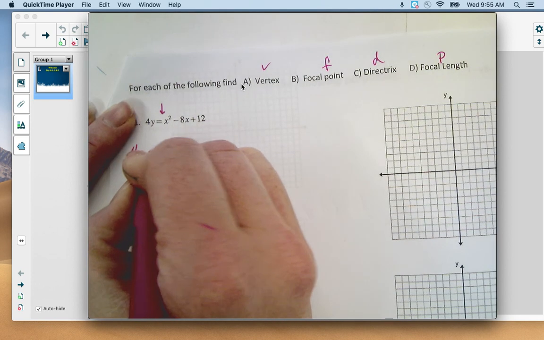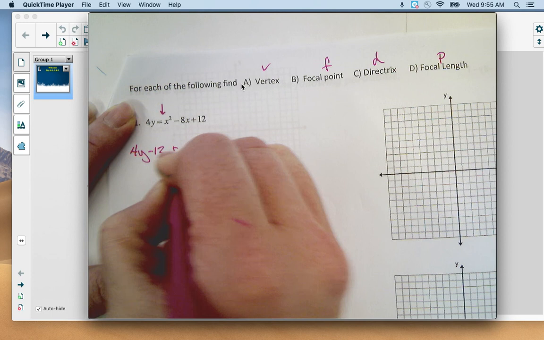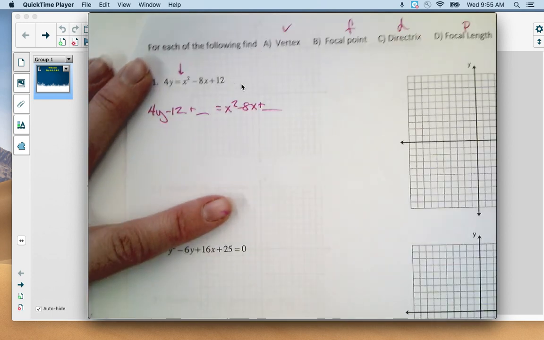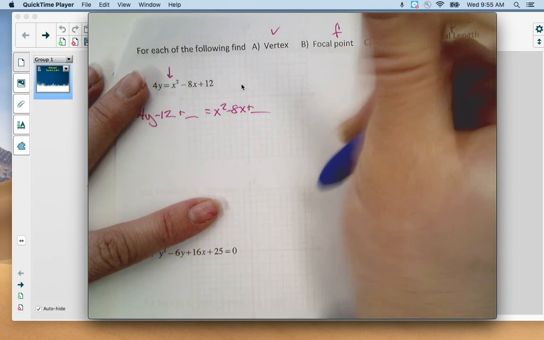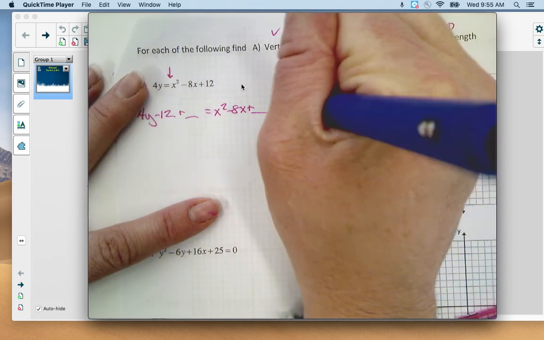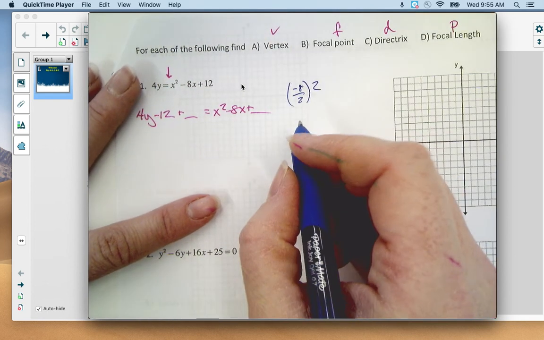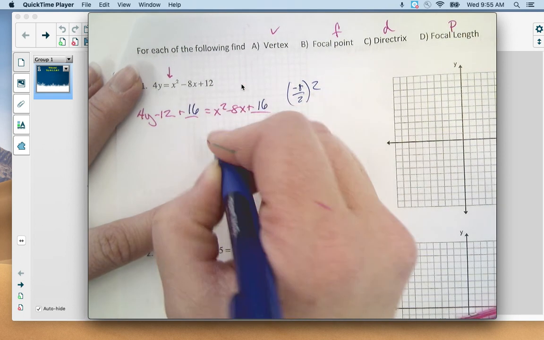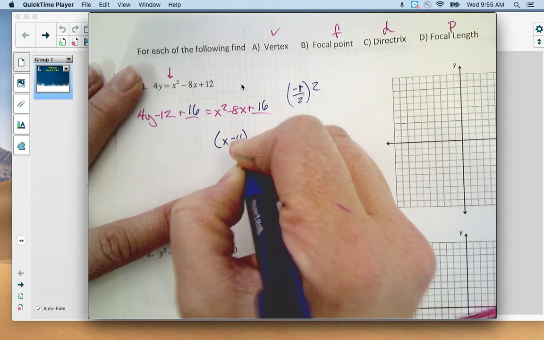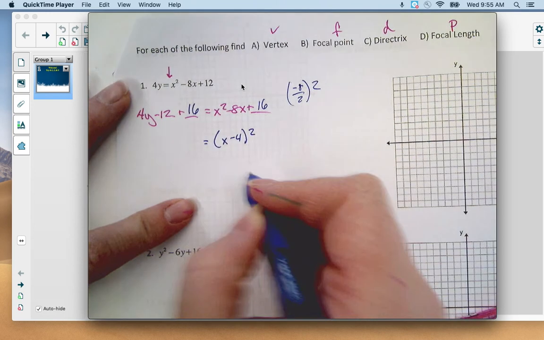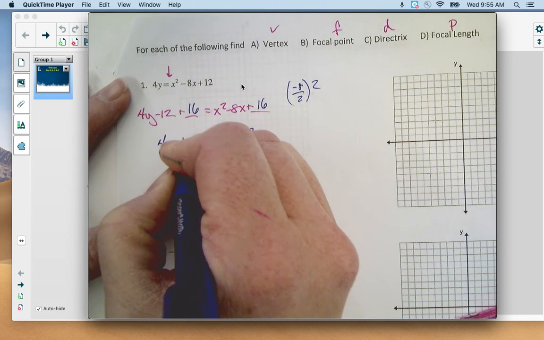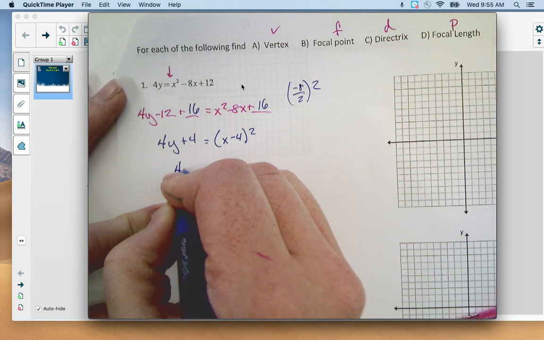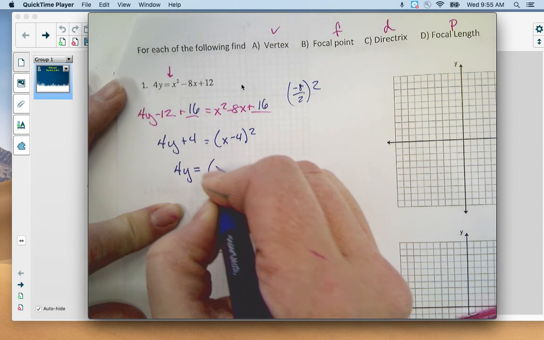So 4y, I'm going to subtract the 12. I know I'm going to be adding something to both sides. Take that negative 8, divide by 2 and square it. What's negative 8 divided by 2 quantity squared? Add 16 to both sides. So now I have x minus 4 quantity squared equals 4y plus 4. I subtract 4 to the other side.